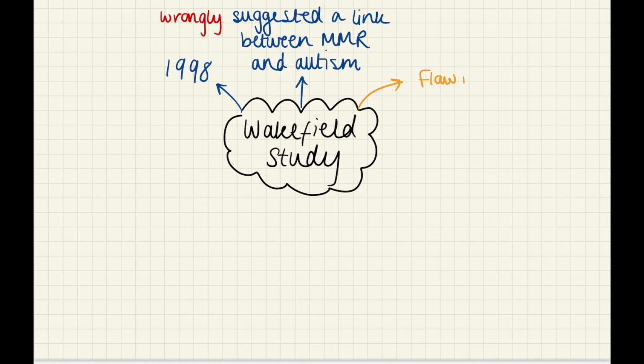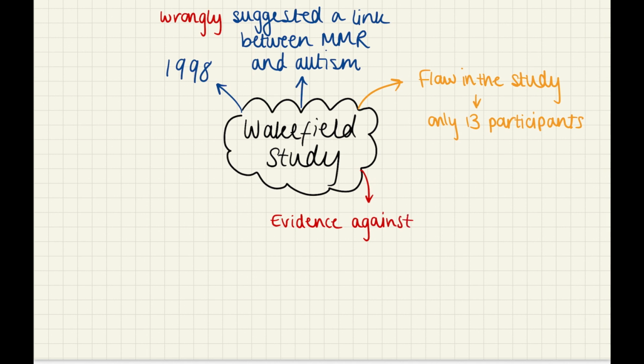So in the study, there was a slight flaw, which is that there were only 13 participants. That means really there's no way that group of participants represented a whole population fairly. So you can't apply the results of this study to a whole population. It really only works for those particular 13 people. And then there's some more evidence against this study.